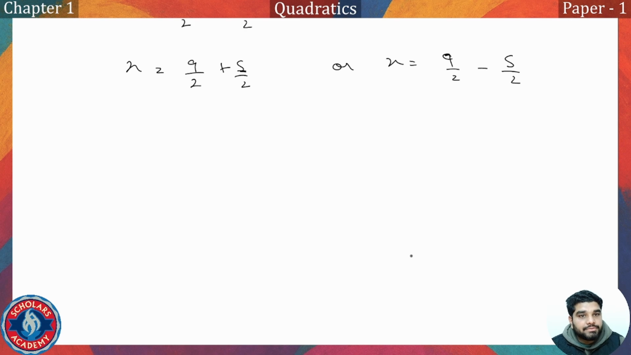minus 5/2. We get x is equal to, so we'll add these, 14/2, which is 7, or x is equal to, we'll subtract these, because the denominator is the same, so I don't need to take the LCM, so we can directly add and subtract. So 4/2, which is 2. So these are the two values.